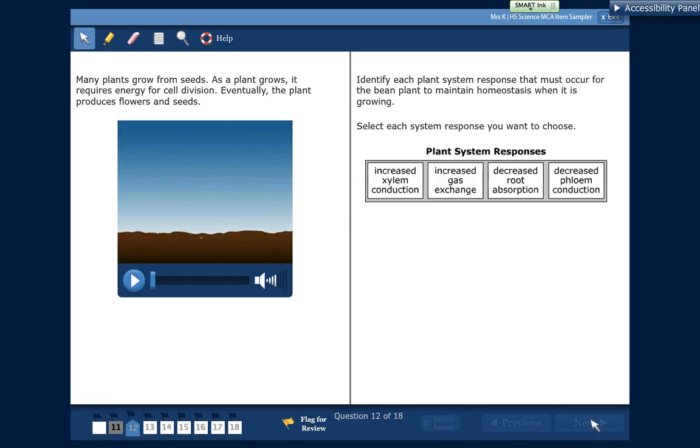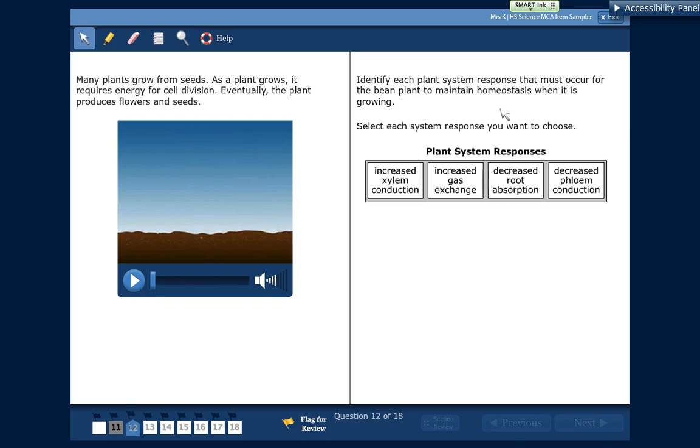Okay, so I think this is the same kind of little pictorial. Many plants grow from seeds. As a plant grows, it requires energy. Okay. Eventually, the plant produces flowers. So we need to identify each plant system response that must occur for the bean plant to maintain homeostasis. So we need to know what homeostasis is. That's a steady internal state, and every living thing needs to maintain homeostasis to grow. Humans do, bacteria do, plants do as well.